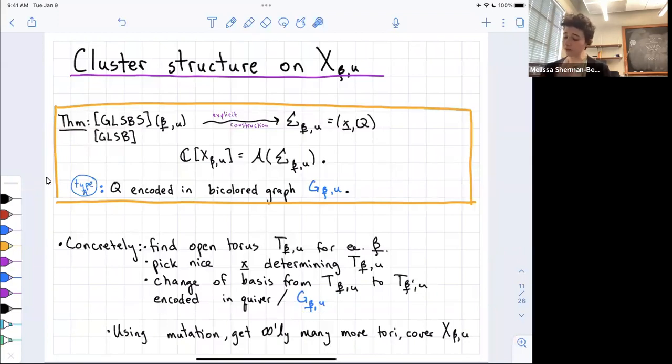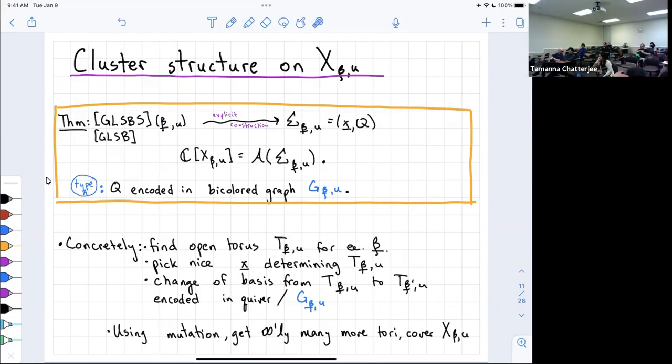Okay, and then once we have these tori, what you do is you use mutation to get infinitely more tori, and you show that these actually cover x beta u. And yeah, so I won't really tell you much about the proof. I'll just sort of outline the beginning steps, like how do you see the cluster structure? Okay, any questions?